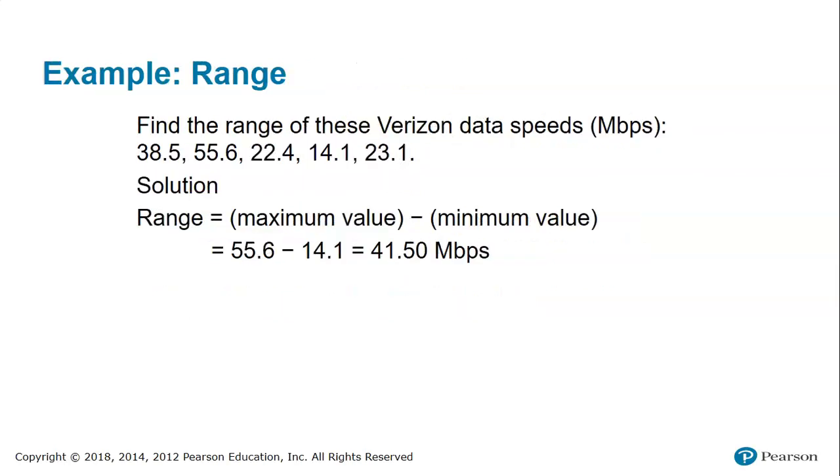Okay, so here's an example. If we're finding the range of these Verizon data speeds, you can see that we have the data here. If it's a large data set, my recommendation would be to enter it in your calculator and sort the data, and then do the one variable stats that we talked about last time, and it'll give you your maximum and your minimum on that listing. And from there, you can easily identify what your maximum and minimum are to do the calculation. For this small data set, we can clearly see that the 55.6 is our largest value and the 14.1 is the smallest. So if we subtract those, we get our range.